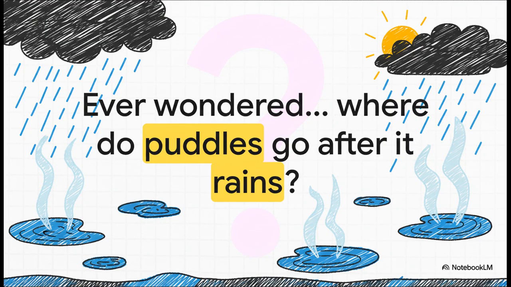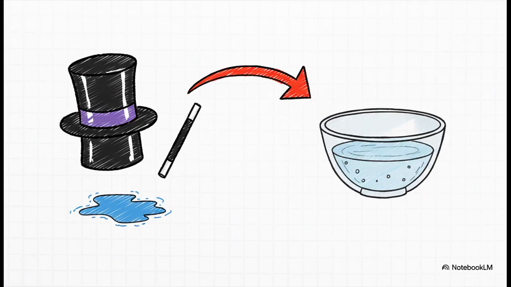After a big downpour, there are puddles all over the place. But then you look again a few hours later, and they've vanished. Poof, gone. So where did all that water actually go? Did it just soak into the ground? Well, that's part of the story, but not the whole thing. See, it's not some kind of magic. It is pure, amazing science.